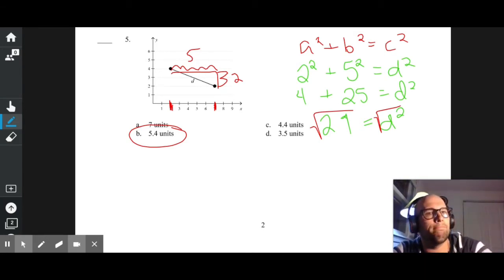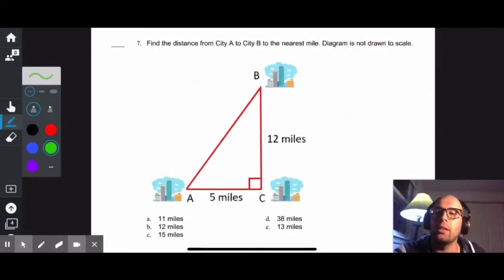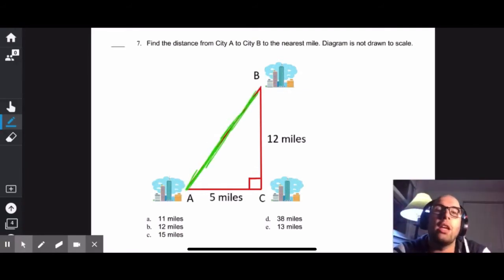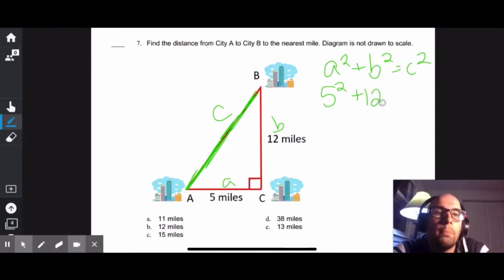Good old B. City A to city B to the nearest miles, so I need to find from A to B, which is that green line that I just created. So that is a right triangle. So I will write out the Pythagorean Theorem, which gives me the missing side of a right triangle. Always label the longest side C, so I don't know what the longest side is. You can be little a, and you can be little b. So it'll be 5 squared plus 12 squared equals, I don't know, C squared.